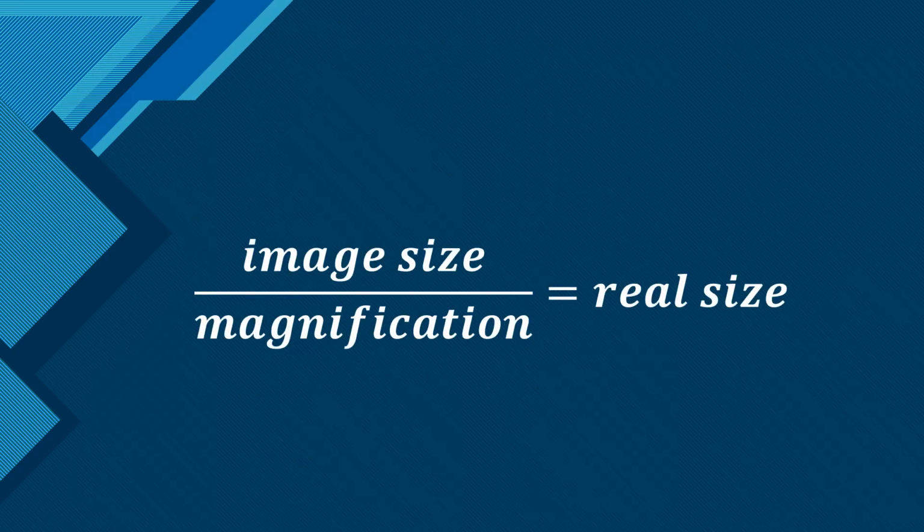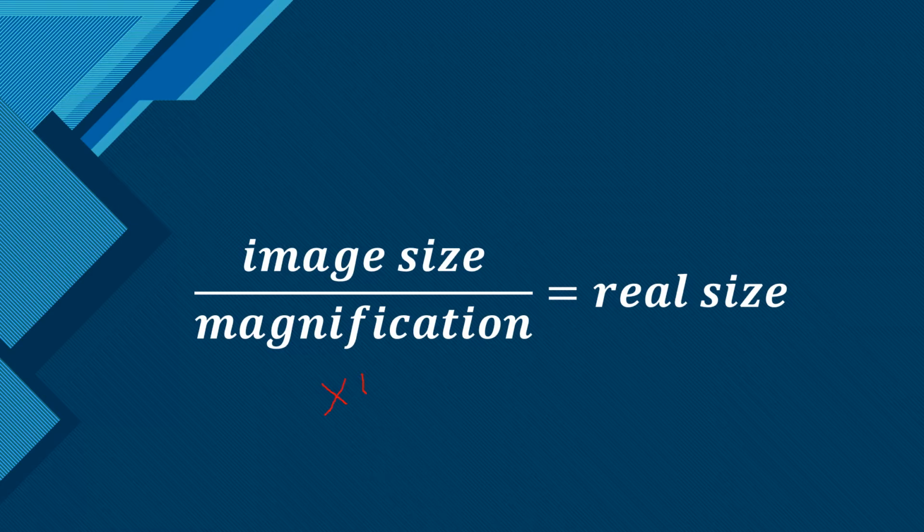Now, because we're talking about using microscopes, it's important to know this equation. Image size divided by magnification equals real size. So what that means is the size of how the specimen seems to look through the microscope, divided by the magnification level, which is usually written like this, for example.